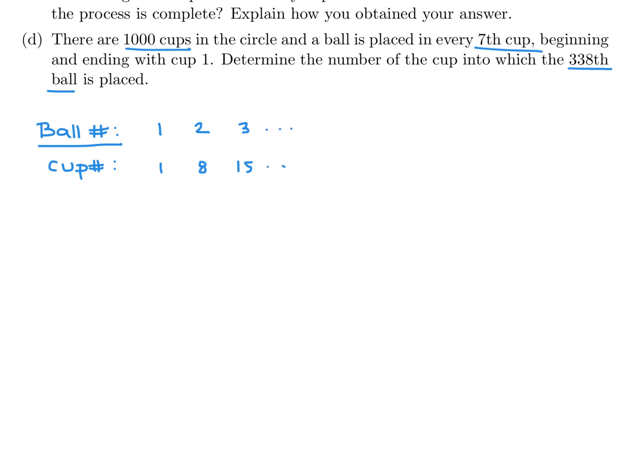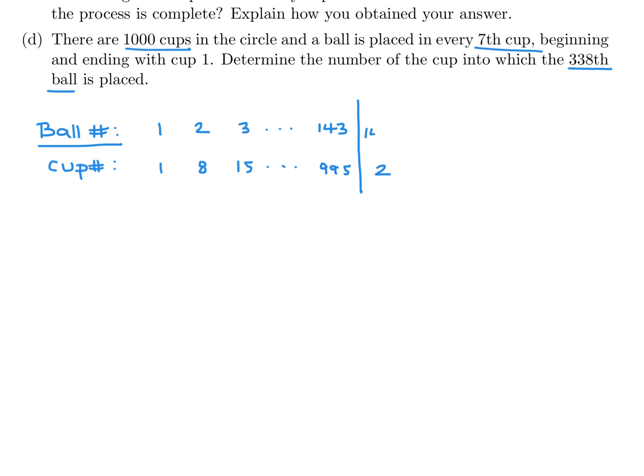So dot, dot, dot. Eventually, if you keep adding sevens, you will end up at 995. And you can do this with your calculator fairly simply. And that's the 143rd number. Now, the only problem is that we don't keep going beyond 1,000 cups. It goes back. So the next one, if you add 7, it would be 1,002, right? But there is no 1,002nd cup. It would be the second cup because you just go back to 1 and 2. You see what I'm saying? Because after 1,000 cups, you just repeat it because it's a circle.